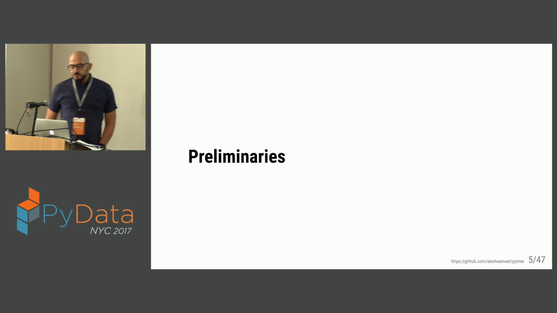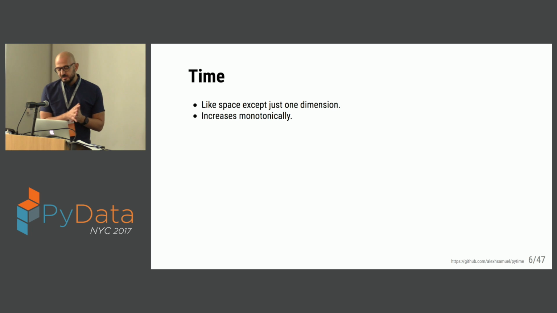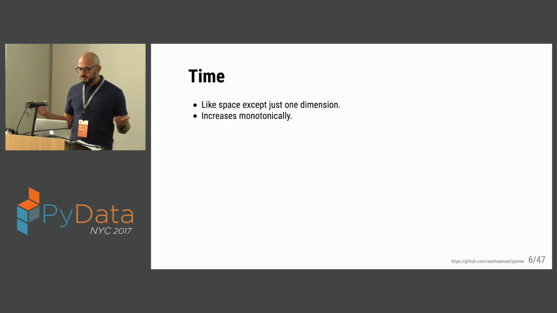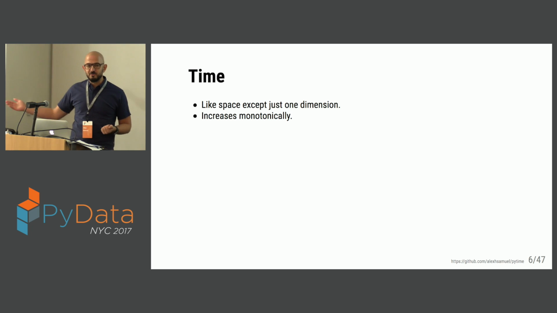So before we launch into the specific packages, let's start with some preliminaries, just some basic concepts. So what is time? I'm not going to get super philosophical here, but for the purposes of this talk, we can think of time as kind of like space, except it has one coordinate instead of three. It's pretty simple. It's kind of this line, and numbers in time grow monotonically. It's a fairly straightforward concept. It's actually easier than space.